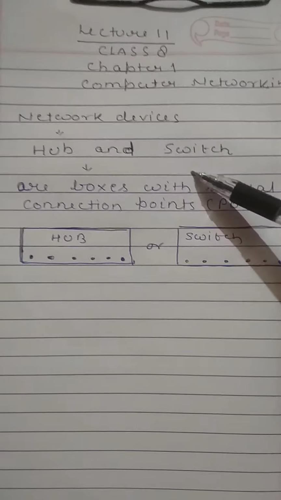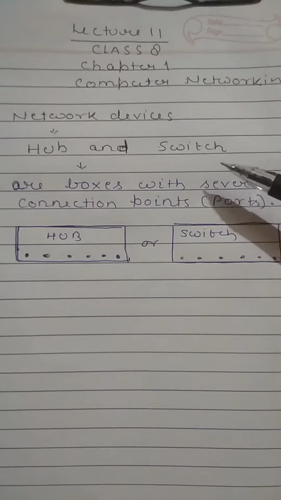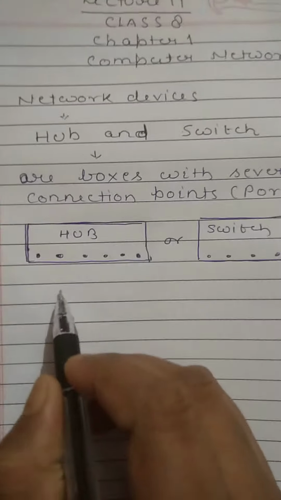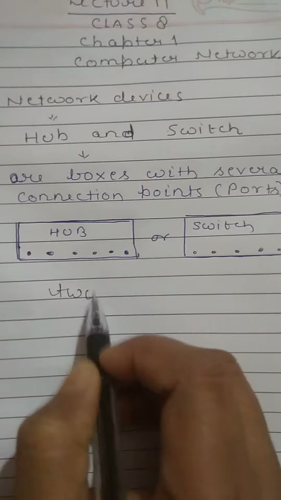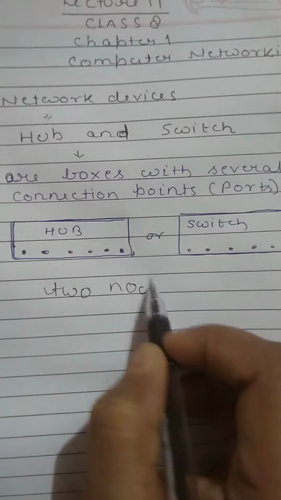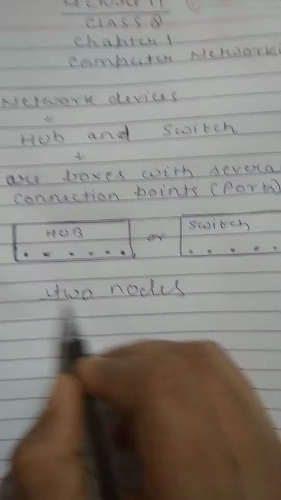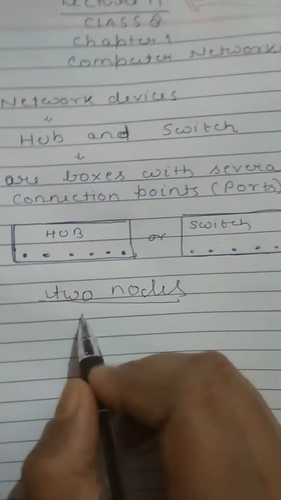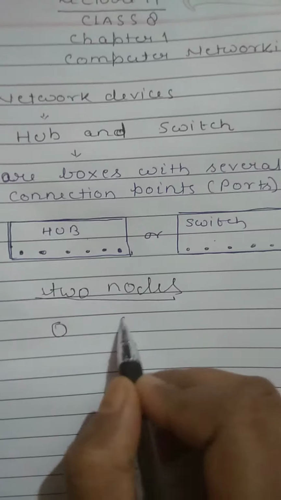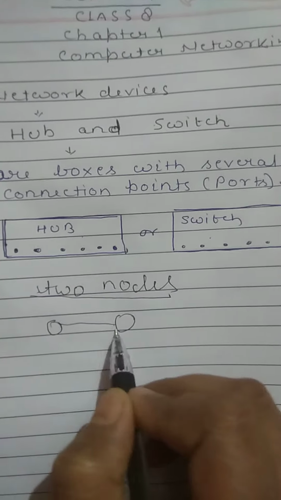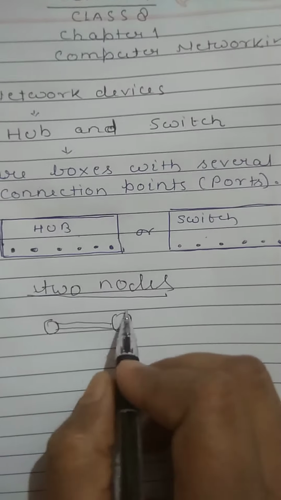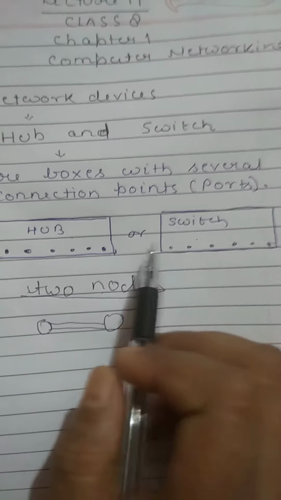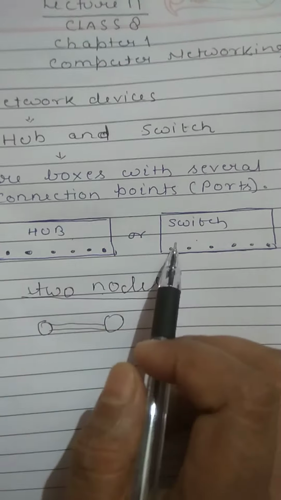Generally hub and switch are both used for the same purpose, and the purpose is that if we want to connect more than two computers or more than two nodes with each other, then we can use either a hub or a switch. But if we have only two computers, then we can directly connect them with each other. But if we have more than two nodes or computers, then we need a hub or switch for making connections among the computers or nodes.